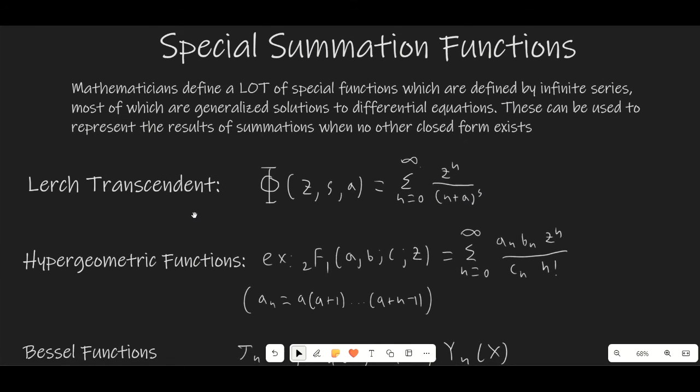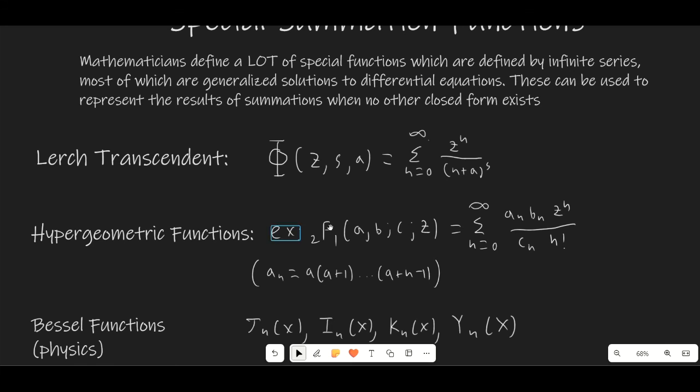The hypergeometric functions are solutions to some crazy differential equation. And this is just one class of hypergeometric functions, but it is the most common one. So it has a little subscript 2, and then an F, and then a subscript 1, and then it has 4 inputs, a, b, c, and z. And it ends up being the sum from n equals 0 to infinity of a sub n, b sub n, z to the n over c sub n factorial. And in this case, a sub n just means a times a plus 1 times a plus 2 all the way up to a plus n minus 1. And that means that a sub 0 is just 1.